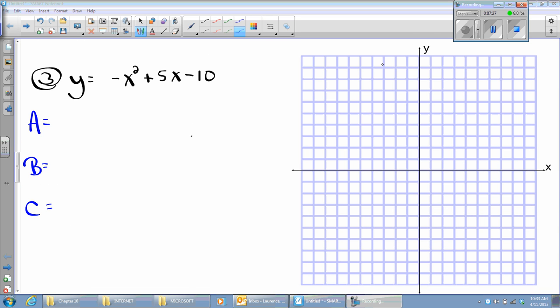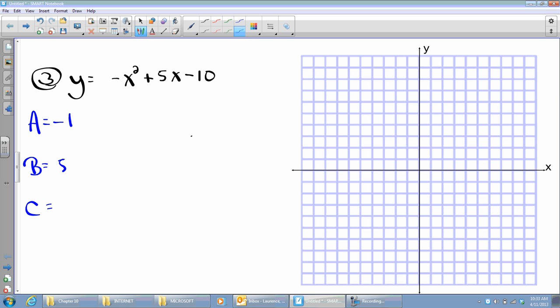Okay, so let's look at 2 more quick examples. Here we go. Y equals -x squared plus 5x minus 10. And A, B, C, easy as -1, 5, -10. And go looking for my discriminant. See how many solutions I'm going to have. B squared minus 4AC. And I got a 25 here and a minus 40 here, which is -15.